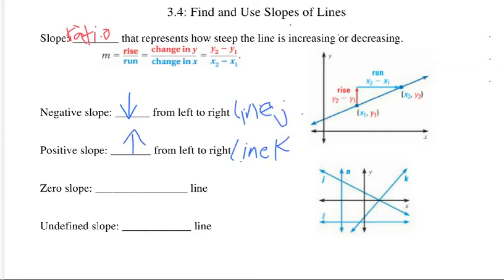A horizontal line has a slope of 0. A vertical line has a slope of undefined.